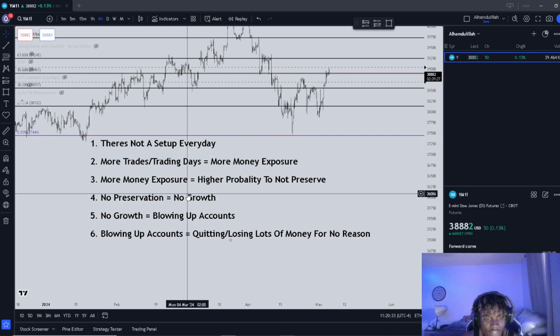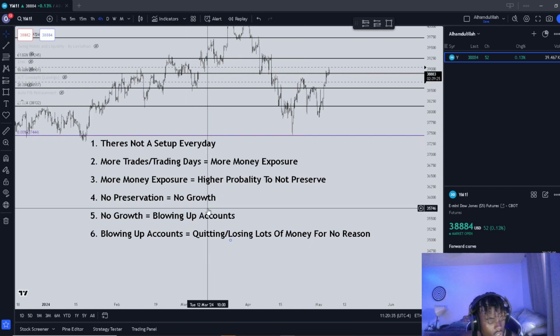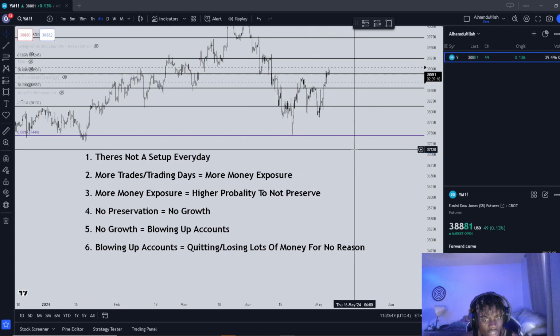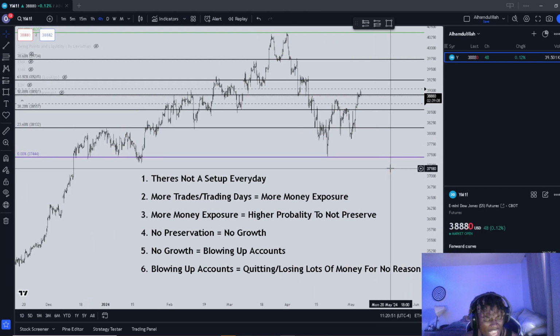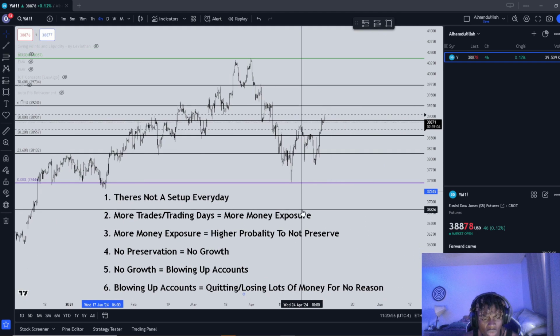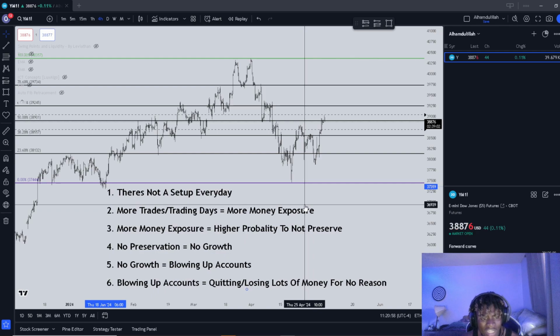No preservation of your account equals no growth. No growth equals blowing up your account. Blowing up your account equals the higher chance of you quitting or losing lots of money for absolutely no reason. And a lot of people do quit trading due to the fact that they just can't get themselves together. It's not the fact that trading's a scam or anything like that. Trading's actually an extremely beautiful journey, and there's a reason why there's a multitude of multimillionaires from this.